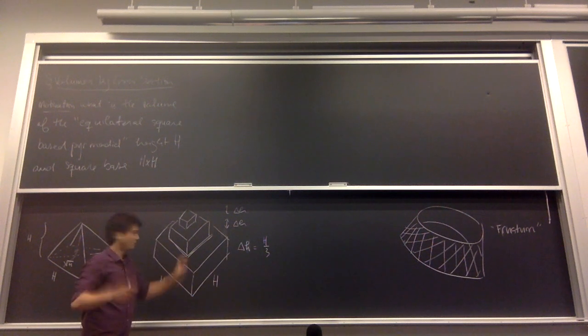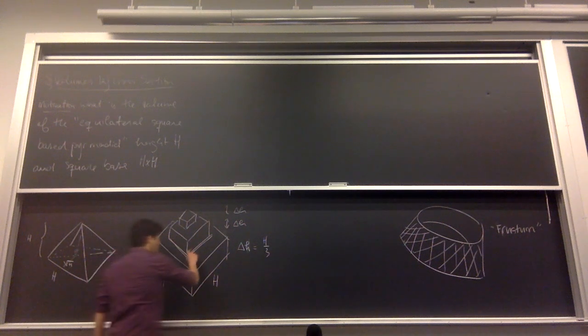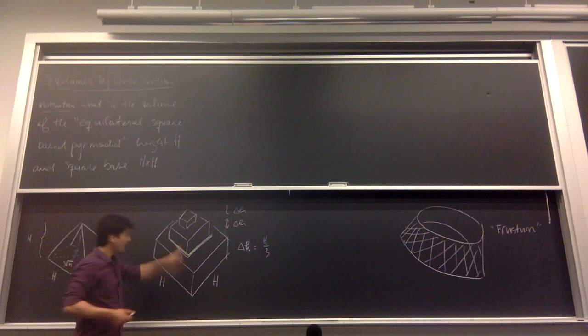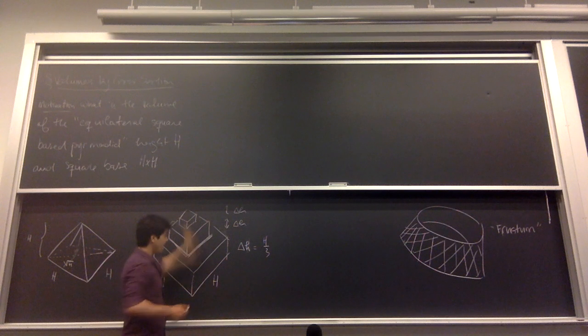So what do we need? So we need to know what the side lengths are at some height. Specifically, I need to know what the base of this square is at height h over 3.